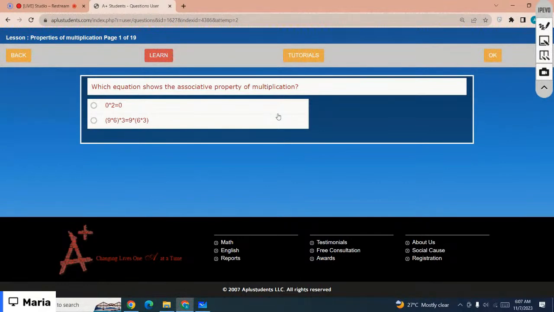Which is the correct option? Option number 2 is the correct option, because option 1 is the zero property, right? In the associative property, we have the parentheses involved. On both sides, the numbers are exactly the same, just the order of operation is different, right? So option 2 is the associative property, not 1. Option 2 is the correct option.